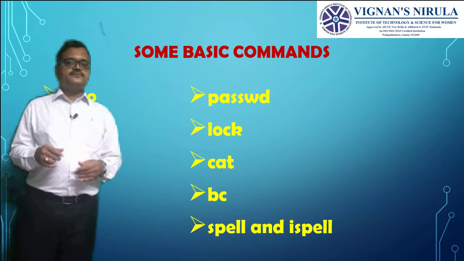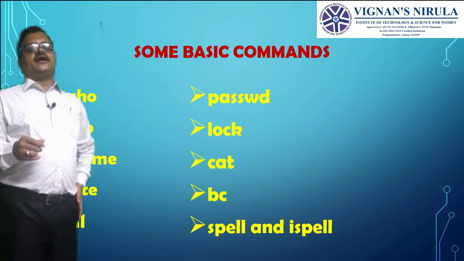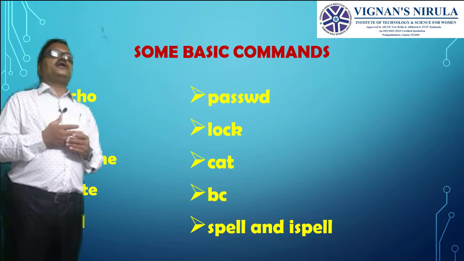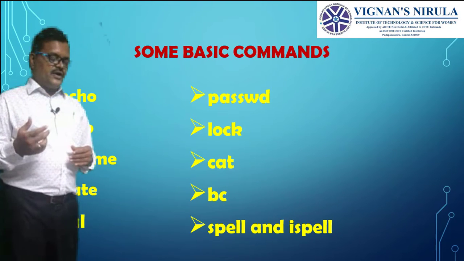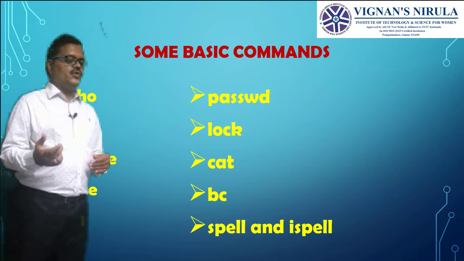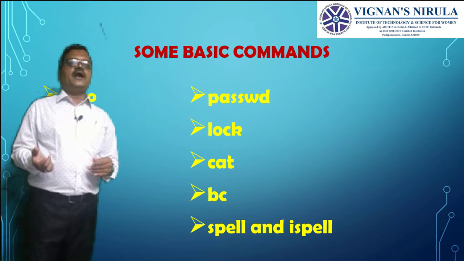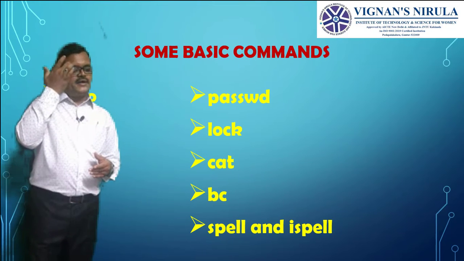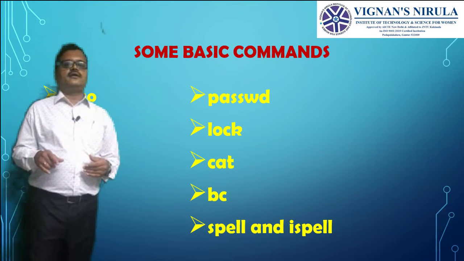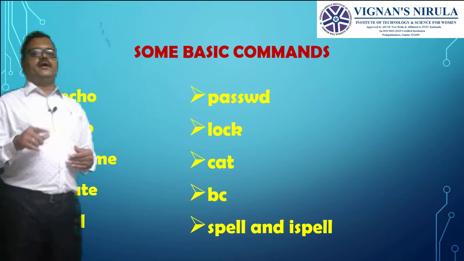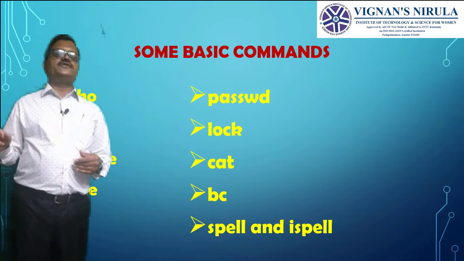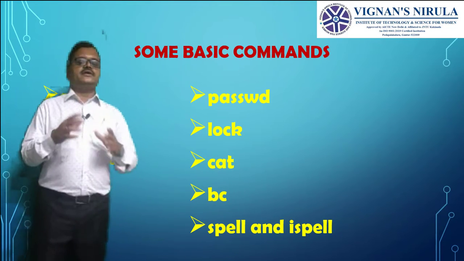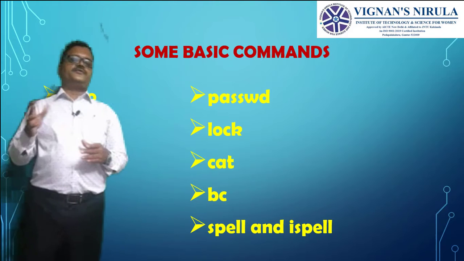Next is the date command. The date command is used to know the system date. It will print the date like November 19, 9:30 UTC 2020. So it will give the output in columns.